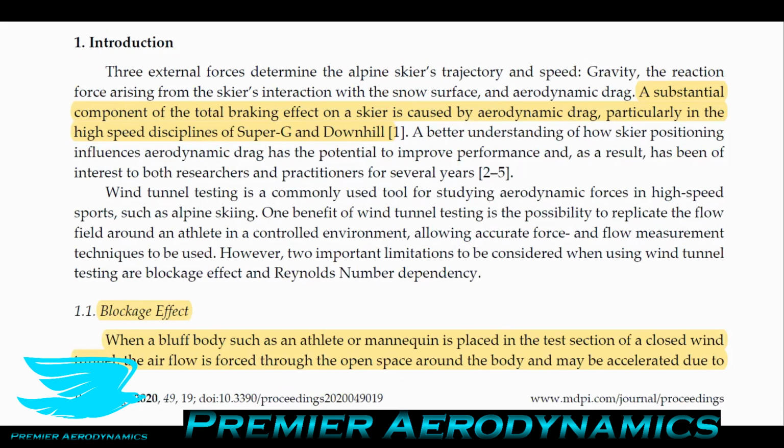They say a substantial component of total braking effect on a skier is caused by aerodynamic drag, particularly in the high-speed disciplines of Super G and downhill, and that's true. So particularly for Super G and downhill, on the straights, a skier's main component of resistive force is going to be drag, and when they're in the air as well, so sometimes they get a little bit airborne. But when they're going around tight corners, then the main resistive force is through the edges on the ski and the snow. But a lot of the time it's the aerodynamic drag. So this is a good application.